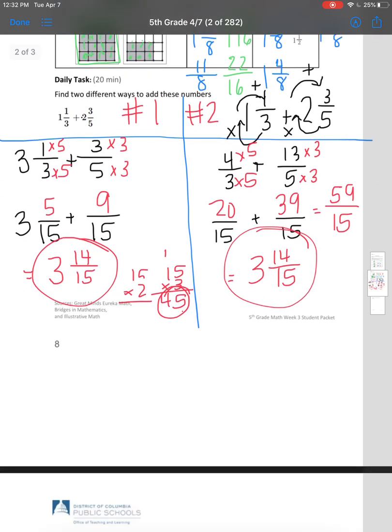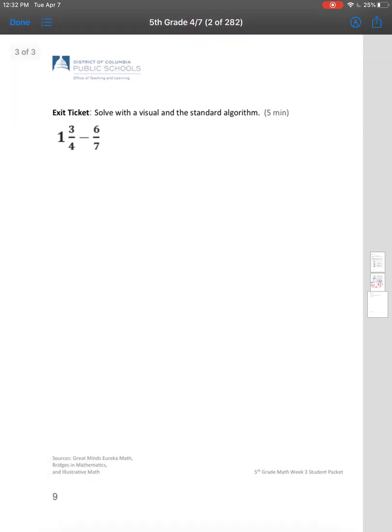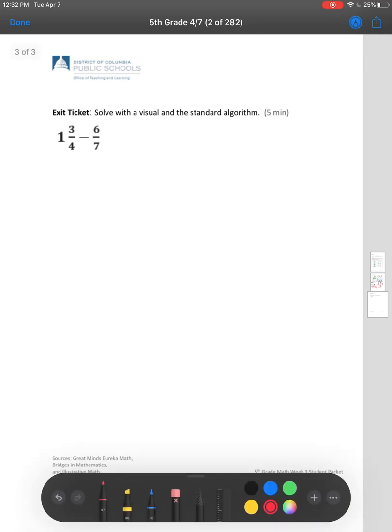All right, so after you finish that, go ahead and scroll down to our exit ticket. So this says solve with a visual and the standard algorithm. We hadn't really gotten into visuals necessarily with subtracting mixed numbers and fractions when they have different denominators. We had used the number line when it was the same denominator, but we had really just started working on that standard algorithm. So we're going to use that here. So if you don't have a visual, that's fine. But if you did solve it using a visual, that's great too.